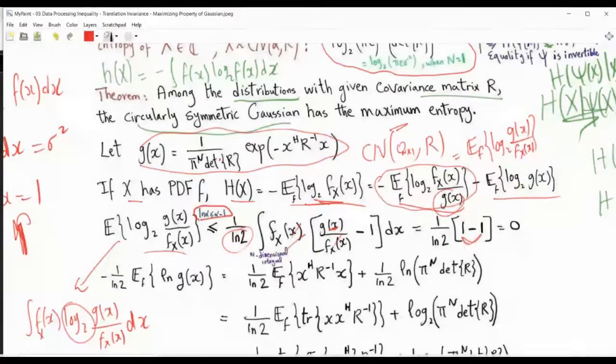And so you get 1 minus 1. So one of them is the integral of g. One of them is the integral of f. Both are PDFs, actually, and so both integrals are equal to 1, and the difference is 0. So this term here is upper bounded by 0.